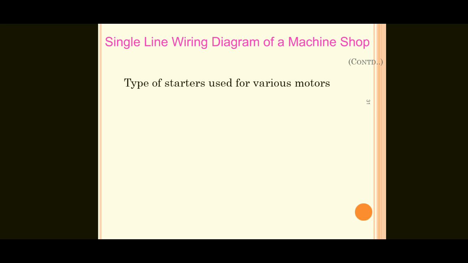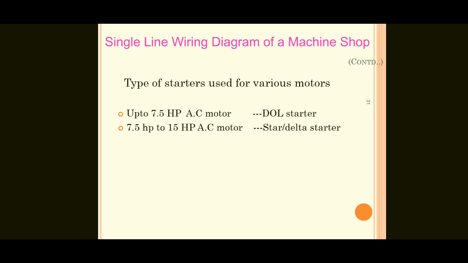Types of starters used for various motors. Up to 7.5 HP AC motor, DOL starter is used. For 7.5 HP to 15 HP AC motor, star delta starter is used. Above 15 HP AC motor, auto transformer starter is used.